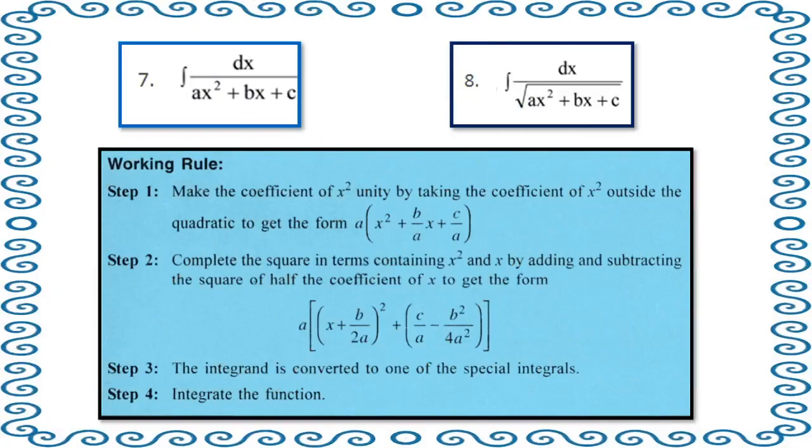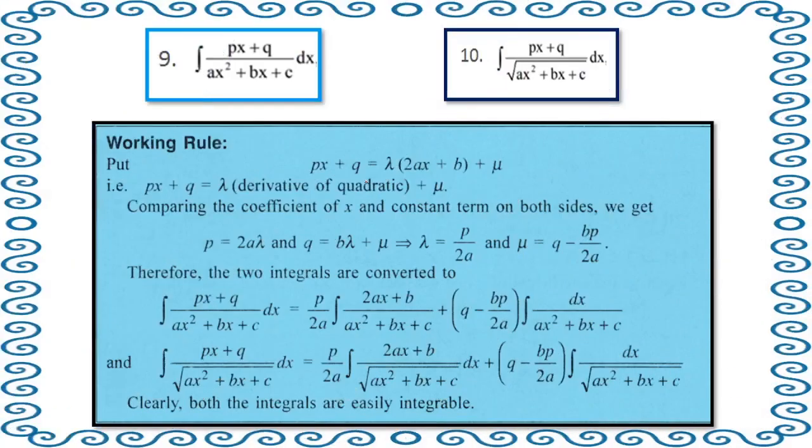These two types are important. Here we have a quadratic in the denominator, and to solve this quadratic we have to use the completing the square method, and then we have to integrate.